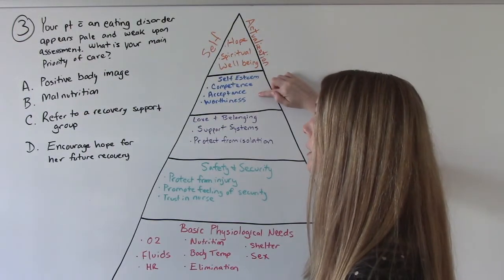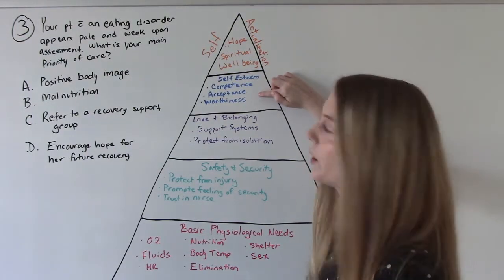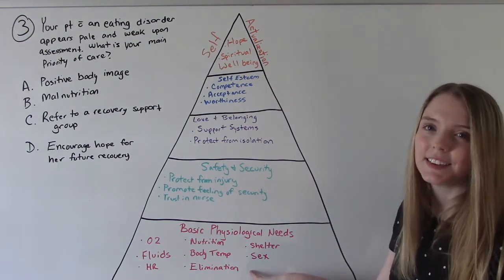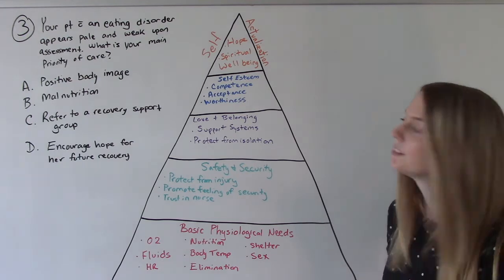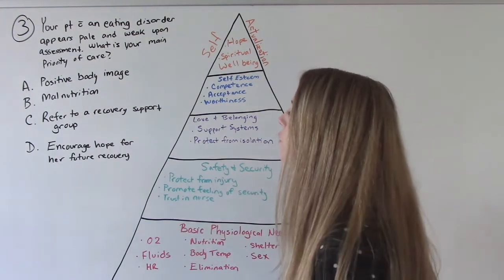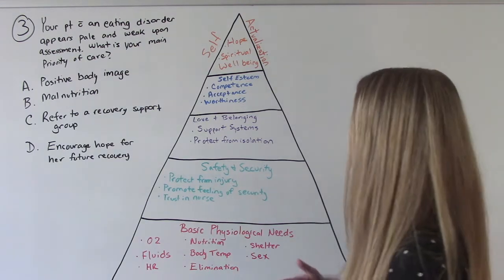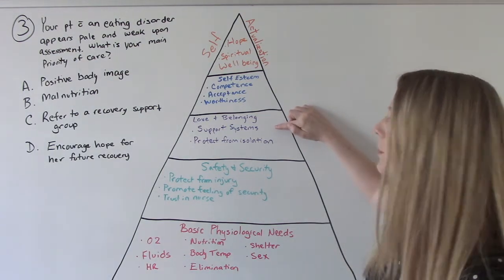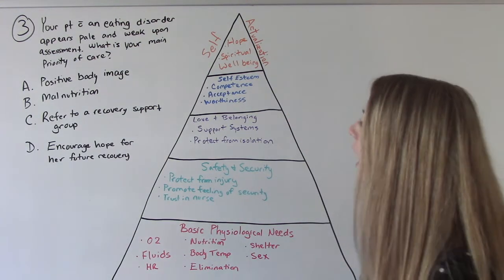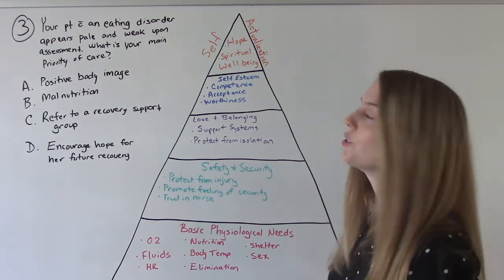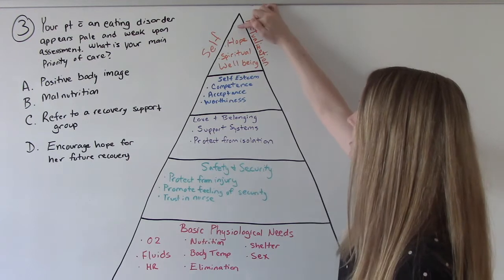Malnutrition. She appears pale and weak, so yeah, that's important. Where is that on our hierarchy? Down here, basic physiological needs. C, refer to a recovery support group. That's good, that's important. That one's up here under love and belonging. And then D, encouraging hope for her future recovery. So that's self-actualization, that's at our top.